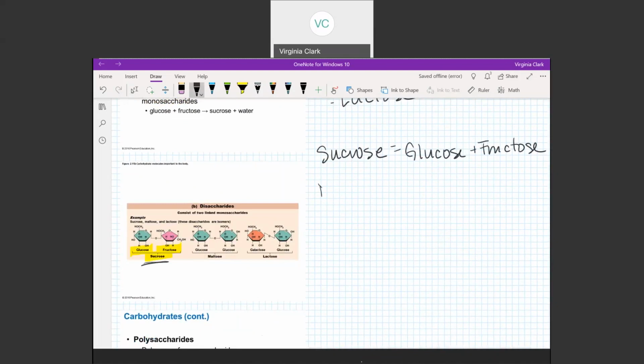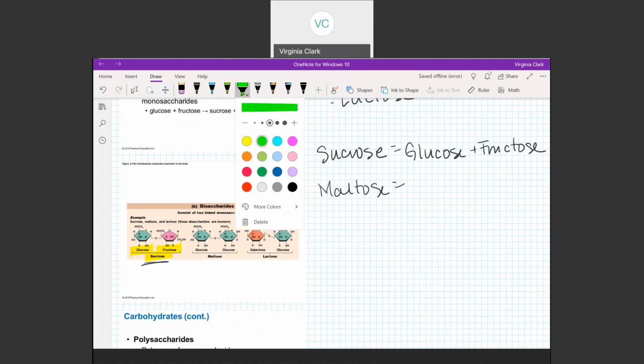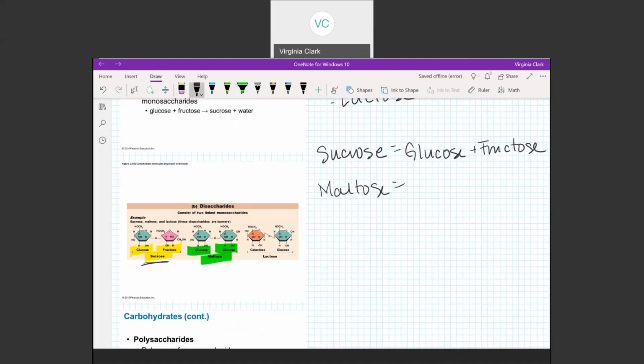When you have maltose, this is going to be made up of glucose plus glucose. So it's going to be different. It's glucose plus itself. When you do glucose plus glucose, you get maltose.